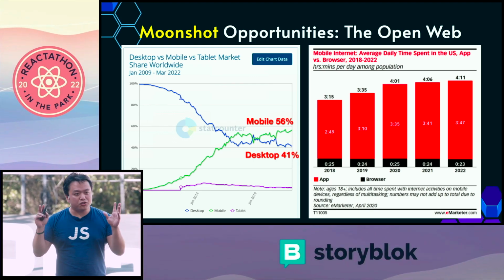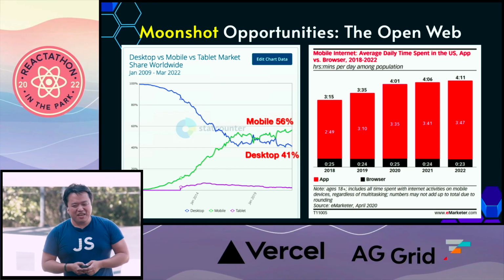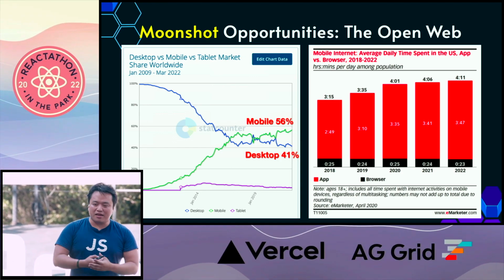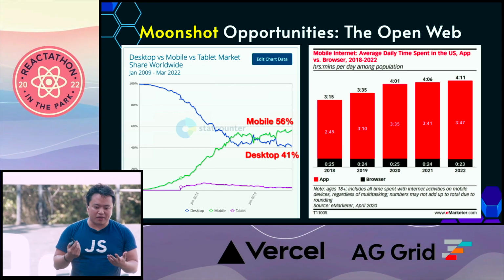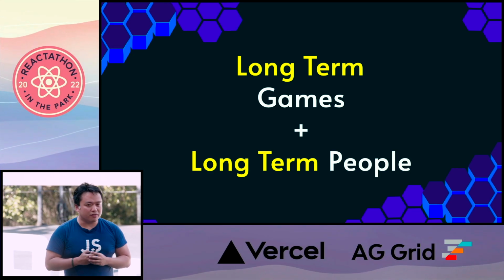So I think those are moonshot opportunities in the sense that I don't have a solution. If I did, I would be working on it. But I think that we should, at every possible opportunity, talk about these things that matter, talk about the long game, because I want to play long-term games for long-term people.